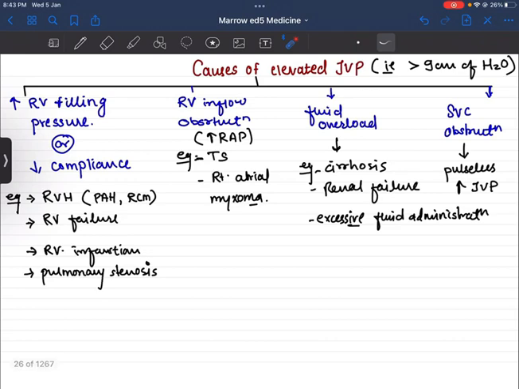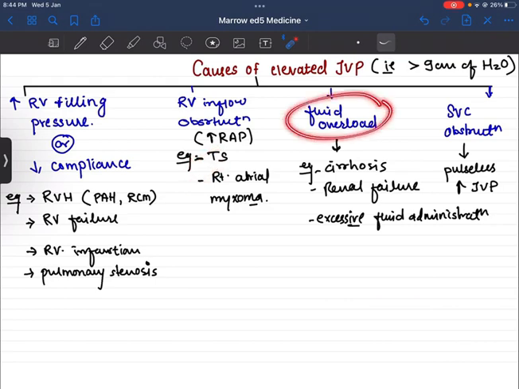Now, what are the causes of an elevated JVP? Elevated JVP means more than 9 cm of H2O. The first cause is increase in the right ventricular filling pressure or decrease in the compliance of the heart. First is right ventricular hypertrophy, right ventricular failure, right ventricular infarction, and pulmonary stenosis. It includes pulmonary arterial hypertension and restrictive cardiomyopathy. Second is right ventricular inflow obstruction, increase in right atrial pressure, tricuspid stenosis, right atrial myxoma.